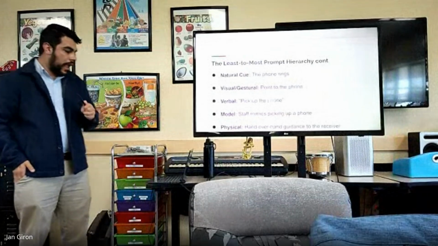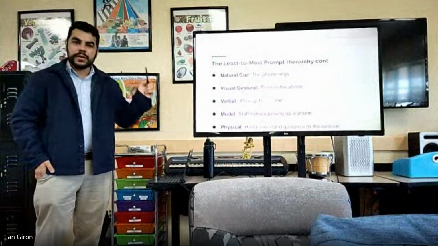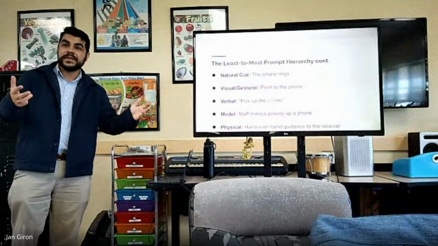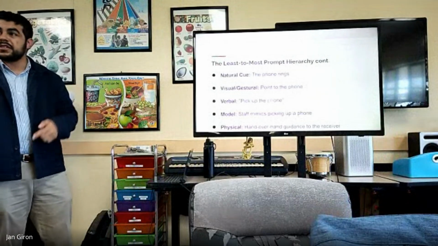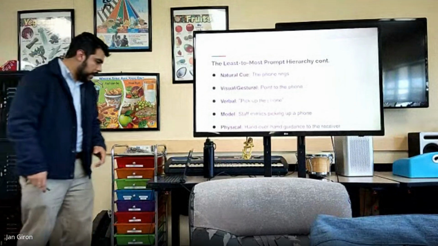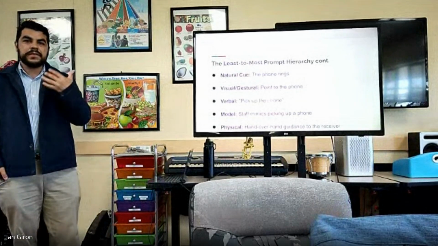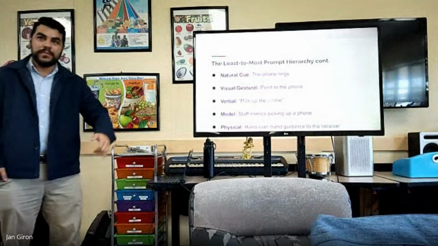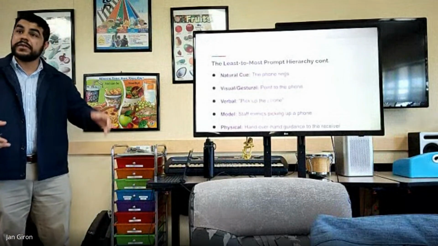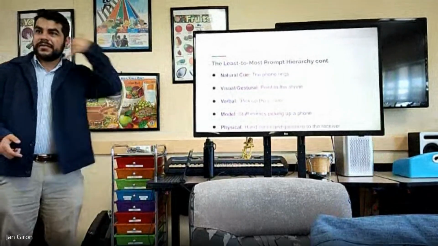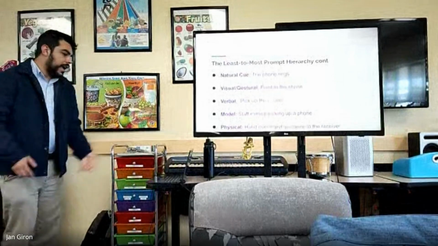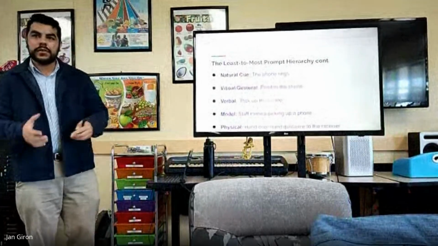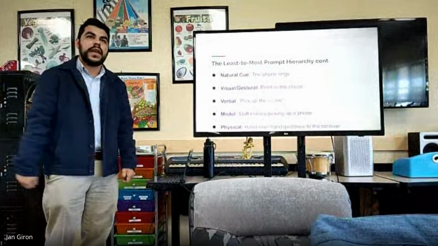Then we can either add a visual or a gesture. The visual may say something like, oh, when you hear the phone ring, you pick it up. But a visual or a gesture, you can just point at the phone when it's ringing. Verbal would, of course, be giving the instruction, pick up the phone. Model, you would be demonstrating the picking it up, whether it be with the actual phone itself, or if you were to give them one of these. And then physical, last resort, would be if you physically guide their hand or arm to pick up the phone for them to answer it.